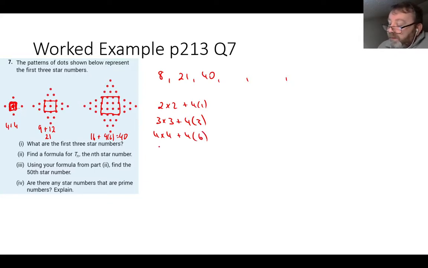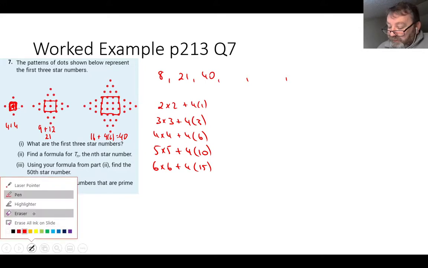Now, what would the next one be? It'd be a 5 by 5, wouldn't it? With 4 triangles containing 4, 3, 2 and 1, which would be 10. The next one then would have a 6 by 6 square in the middle and 4 triangles of 15 dots in them. Okay, so I'm just building up the pattern. Actually, I better just take that off and let you see the original diagram.